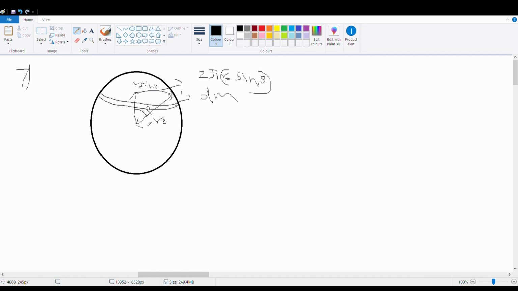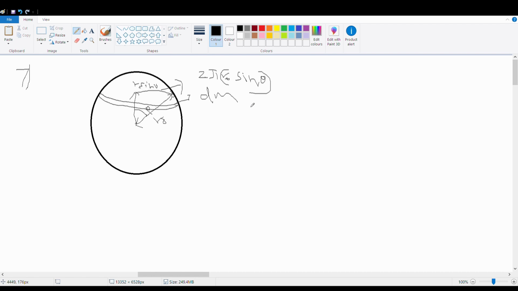Because this length over here is going to be r sine theta. So when it is over here, theta is going to be 90, and it's simply going to be the 2 pi r, the whole thing over here. But when it's up here, it's not going to be 2 pi r, the whole thing. So we are going to take 2 pi r naught sine theta to get the perimeter of this strip over here.